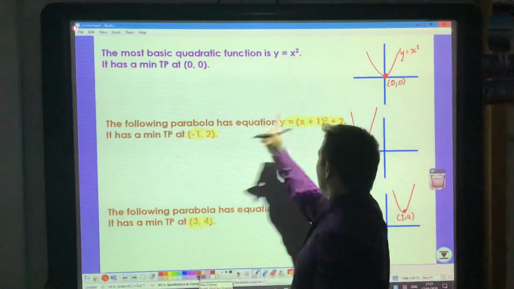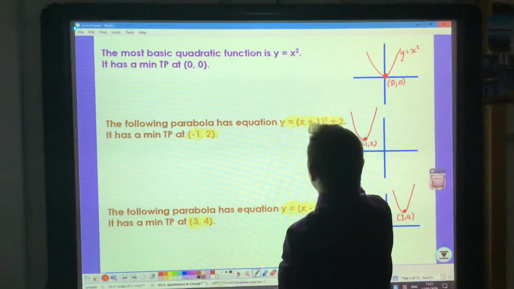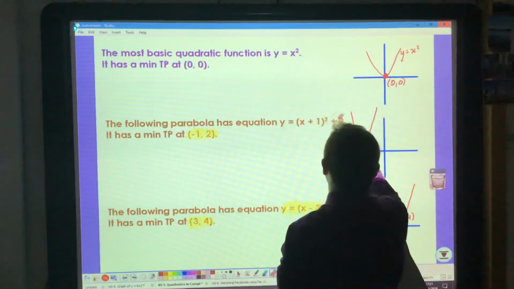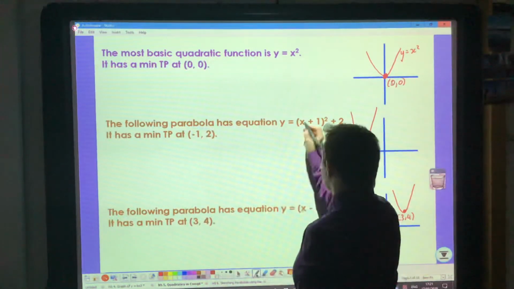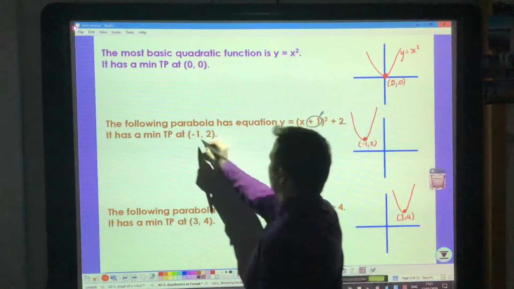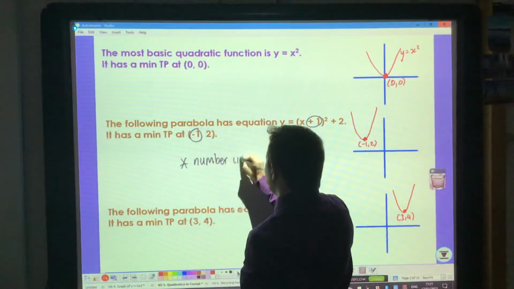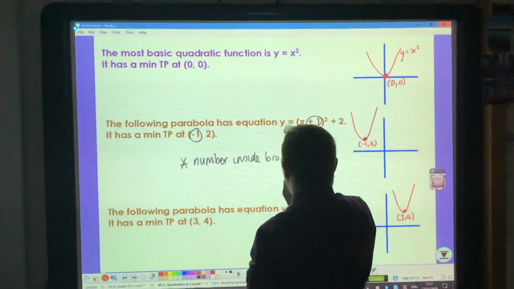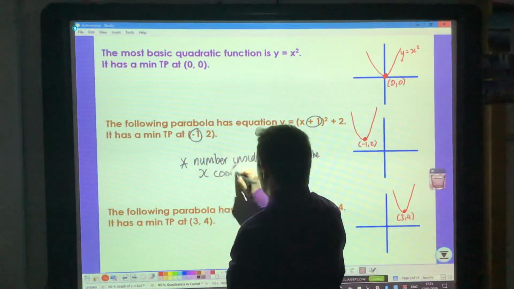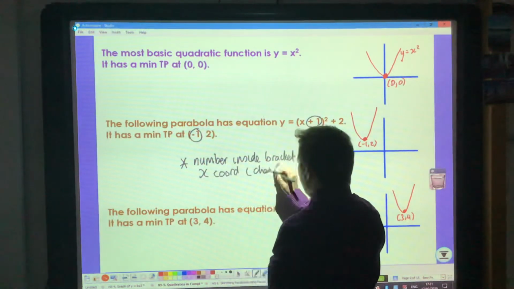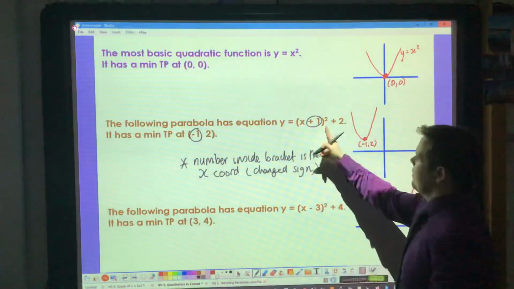Okay, the link is that the numbers almost match up, but if you look at this one, when it's positive in the bracket, so I'm going to take the highlighted bit out of the way now. If you look at the number inside the bracket, so what's happened? Well, positive 1 has gone to negative 1, so the number inside the bracket is the x coordinate, but you have changed the sign. Okay, it went from positive to negative.